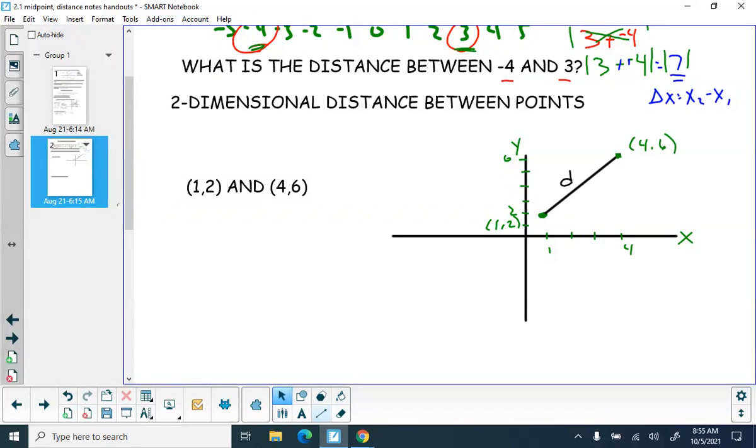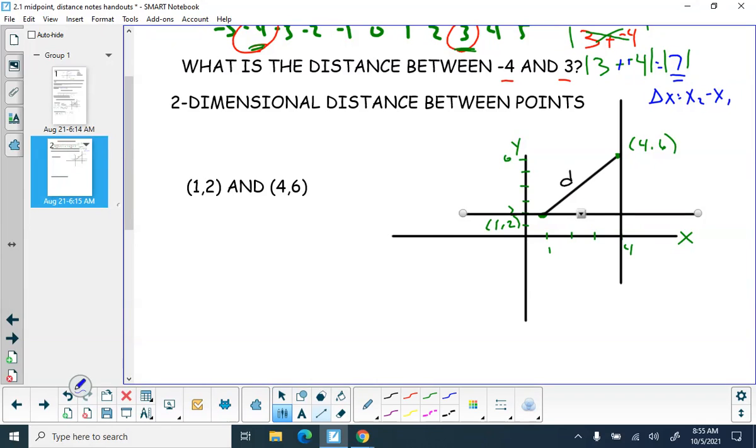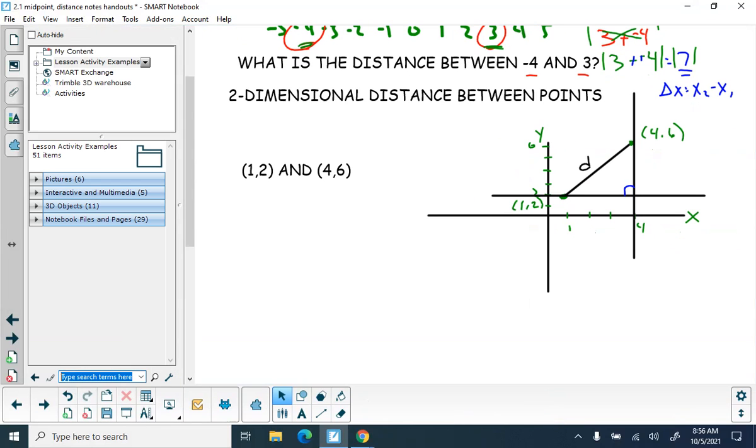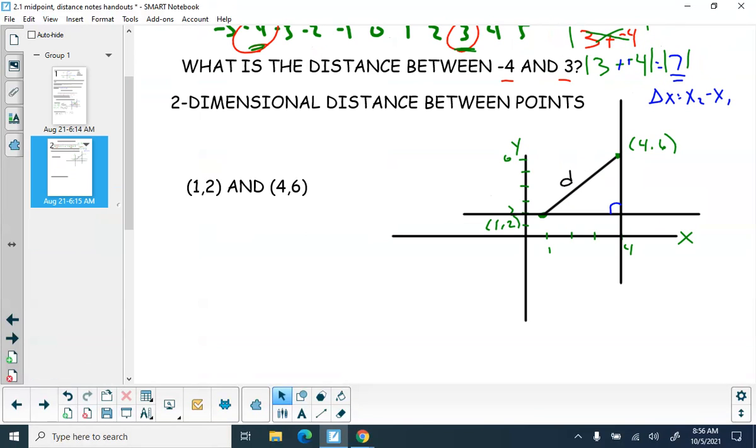Well, once again, what we can do is what we did in the previous problem. We can draw horizontal and vertical lines. If we draw horizontal and vertical lines, what do we form there? A right triangle. If we have a right triangle, we have our good old buddy Pythagoras.